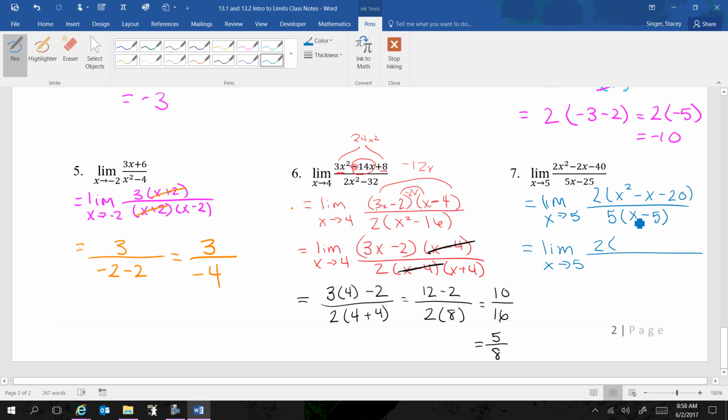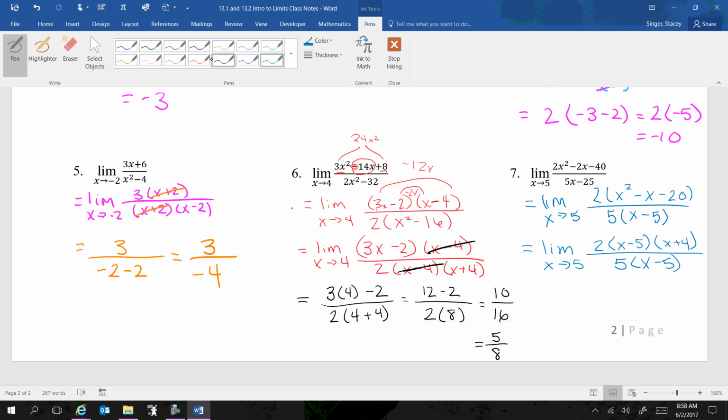So what does x squared minus x minus 20 factor into? x minus 5, x plus 4. And I have in my denominator still 5 times x minus 5. So what cancels out?